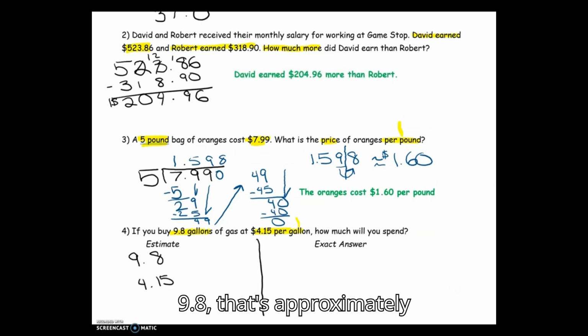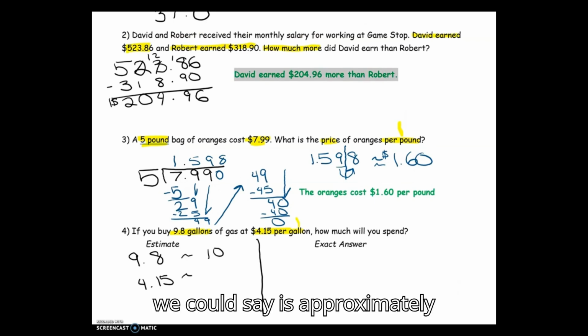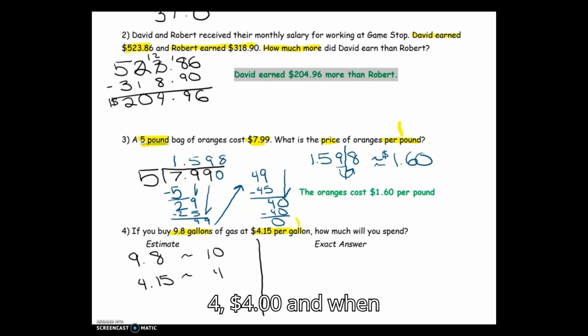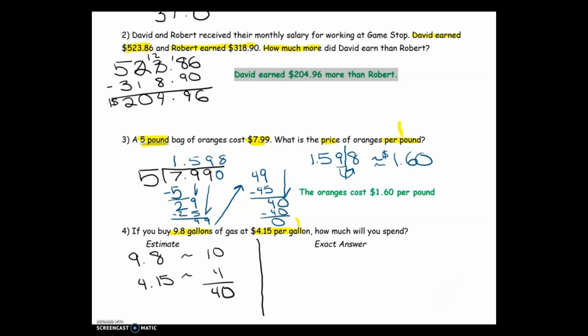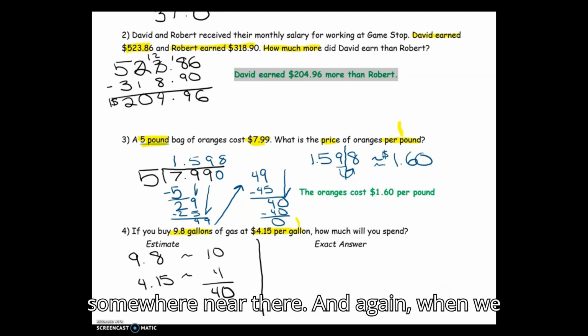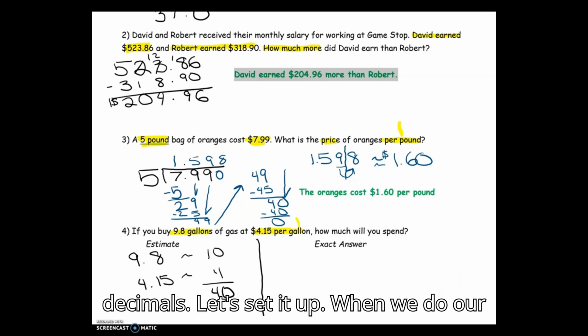That 9.8 is approximately 10 gallons. And that 4.15, we could say is approximately $4. And when we find the product, we end up with 40. So I'm expecting my exact answer to be somewhere near there. And again, when we multiply, you do not need to line up your decimals. So let's set it up.